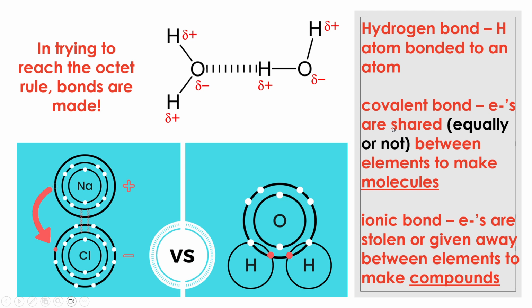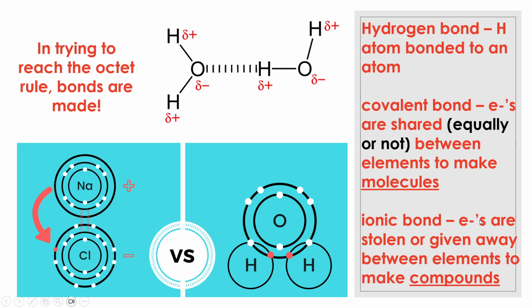Covalent bonds, this is where the electrons are shared between elements in order to make molecules, because there's not enough of a pull between the 2 elements. Your oxygen is not going to pull the electron completely away from the hydrogen. You can't do that, okay? It's going to share them. It's not shared equally, but it's shared. So covalent, think of couples, they share.